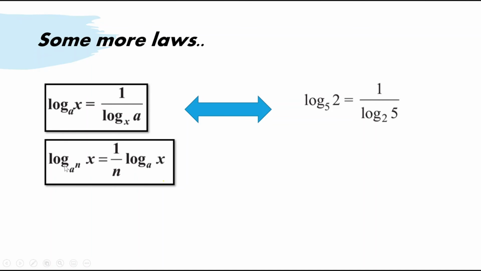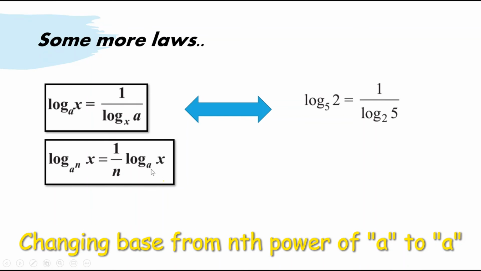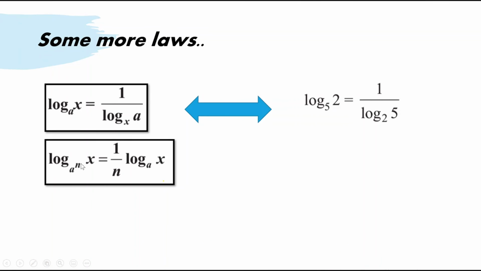This is the second important law that we need to understand: log of x with base a to the power n. So the base is in the format of a to the power n. We can write it down as 1 by n of log of x. So if we want to change the power from a to the power n to a, for example, then we need to transfer the power of n, whatever was there in the base, in this format. So 1 by n log of x with base a.